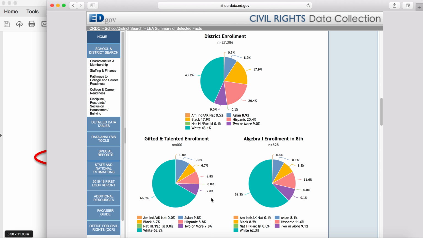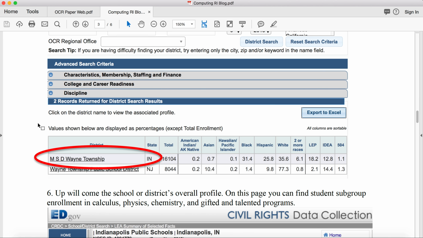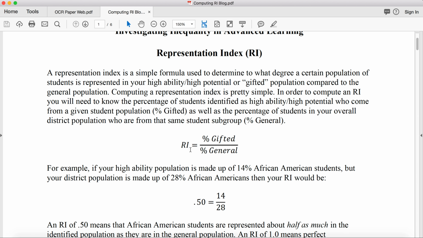You can see we've got 2 or more races, 7.8 to 9, so a little bit underrepresented. You can see Hispanic, 8.8 in the gifted versus 20% in the overall. So again, they're underrepresented. African Americans, 6.7 here versus 18 here, underrepresented. So we can use these numbers right here and compute the representation indices for all those populations. We literally have to go no farther.